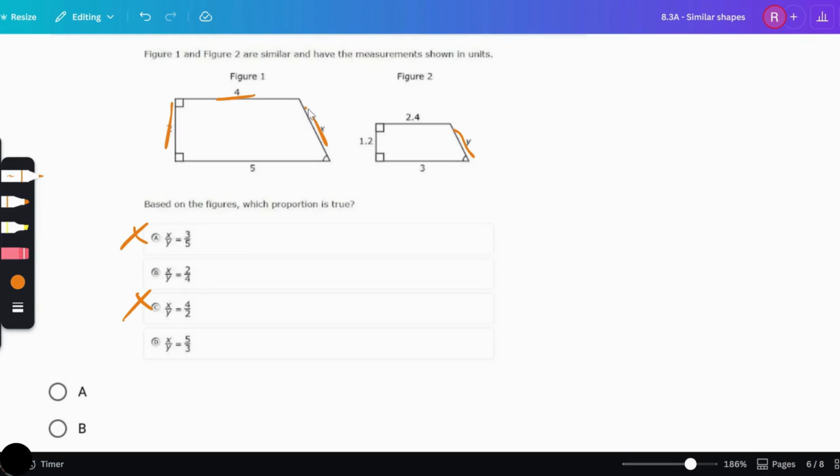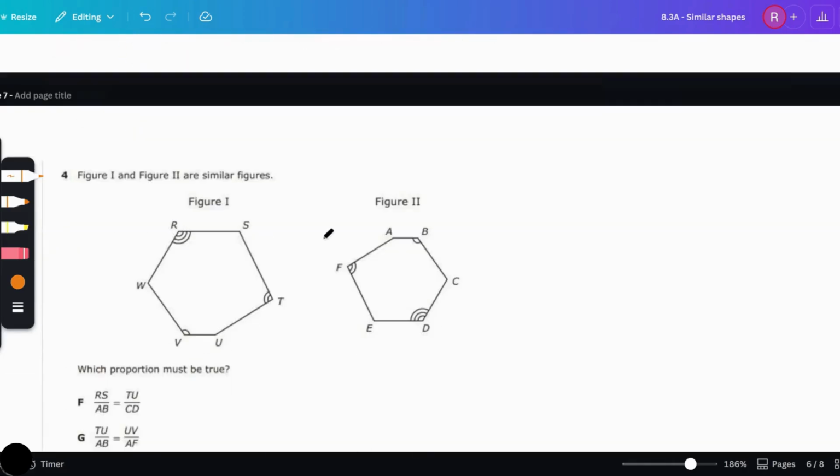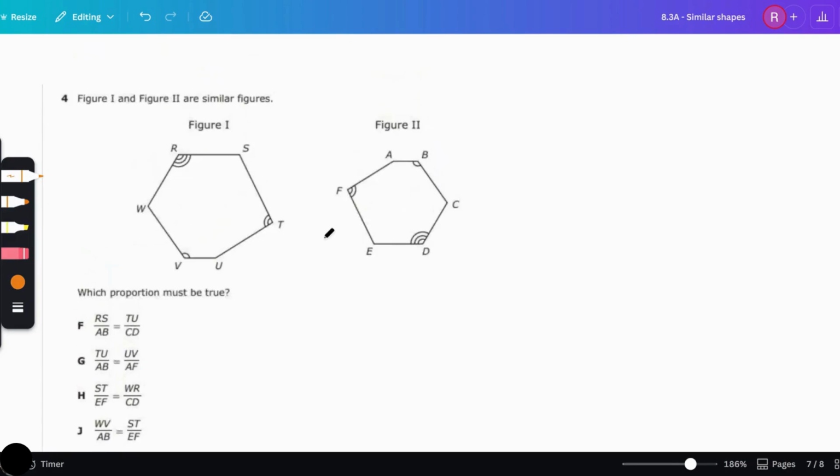Then lastly, x over y equals 5 over 3. Yes, both chose from figure 1 first. So you have to choose from figure 1 first if you are choosing figure 1 over figure 2. So now, figure 1 and figure 2 again.